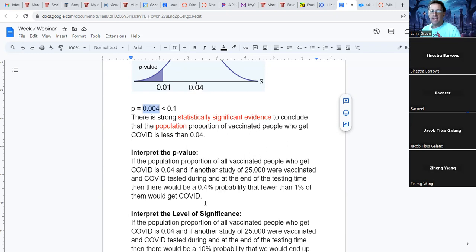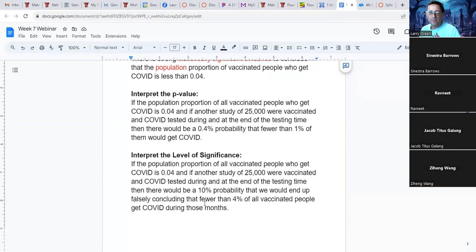Okay, so if not, then let's look at the level of significance. So we want to interpret the level of significance. Remember, our level of significance was 0.1 or 10%. And the level of significance, by definition, is the probability of a type 1 error. So type 1 error means the null hypothesis was correct, but you accepted the alternative hypothesis. So you can say the following. If the population proportion of all vaccinated people who get COVID is 0.04, that is a statement of the null hypothesis in words.